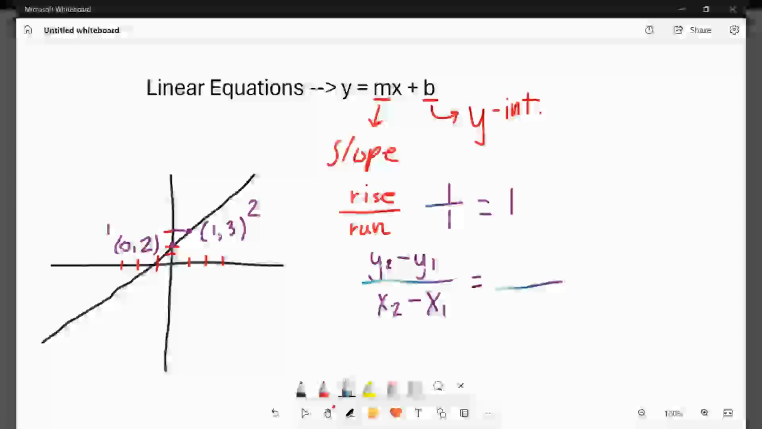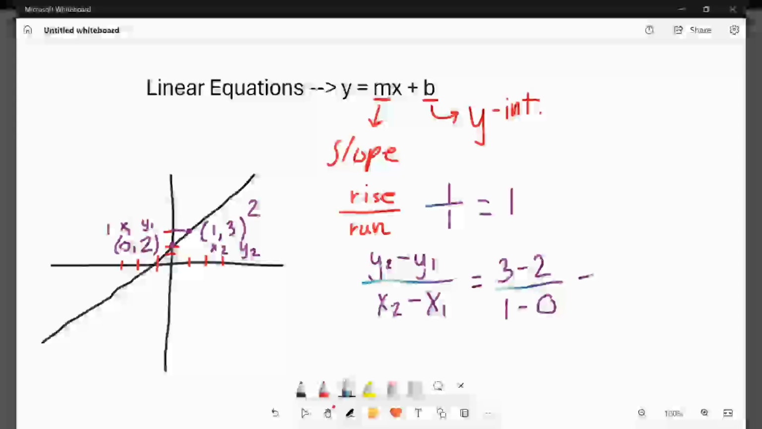So that being said, my y2, right? I have to go to point 2 and find the y coordinate, which is 3. So this is going to be x2, and then 3 is going to be y2. So y2 is 3. And same thing over here, I'm going to have x1 and y1. So I'm going to have 3 minus my y1, which is 2. And on the bottom, I'll have x2, which I have 1, and then x1, which I have marked as 0.